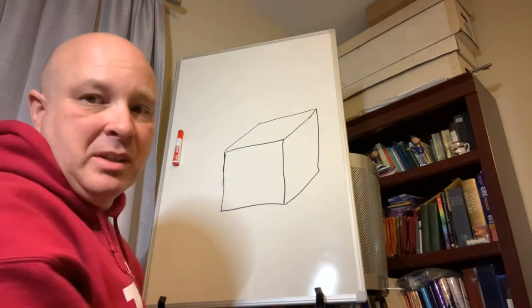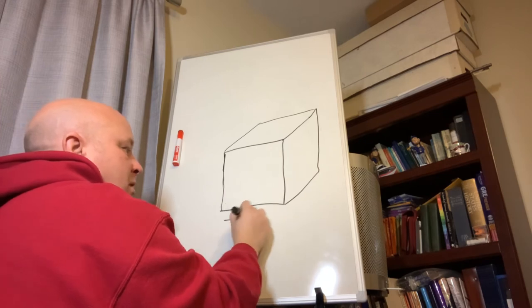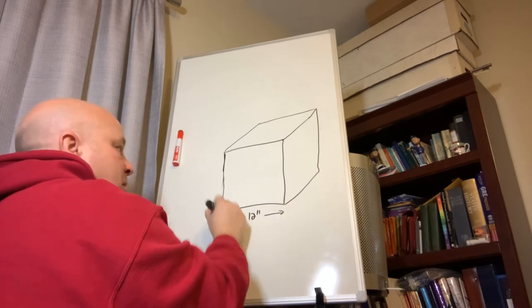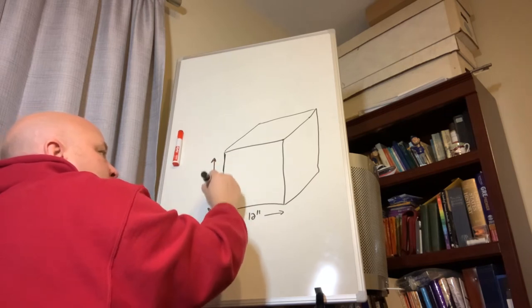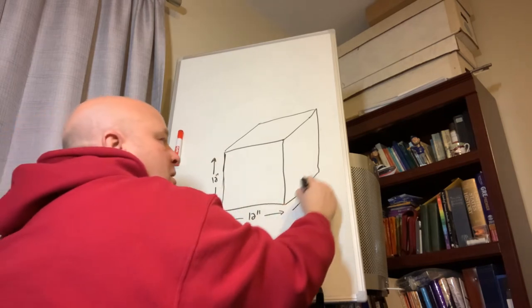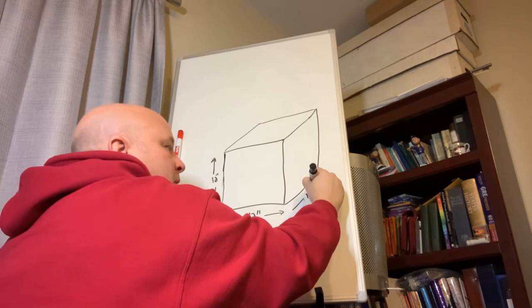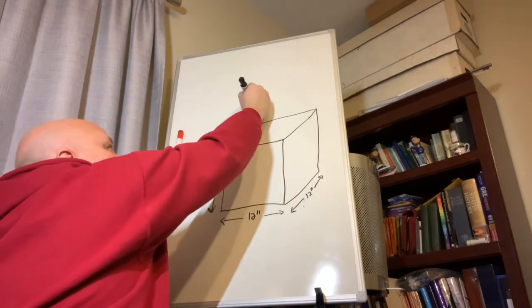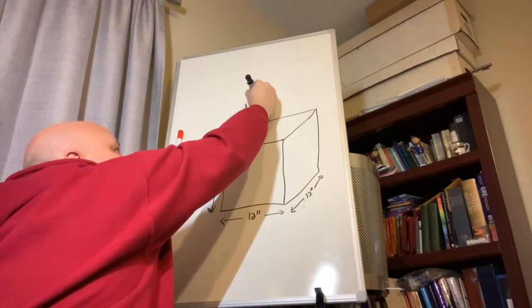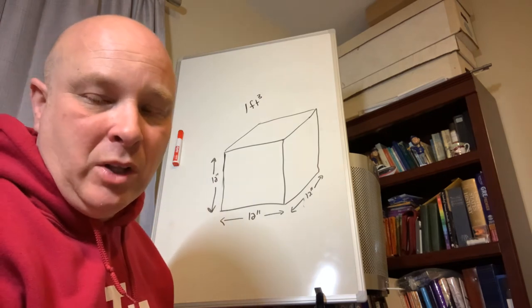Okay, but this is a cube, and if you can imagine that this is 12 inches from here to here, and this is 12 inches from here to here, and it's 12 inches from here to here. This is 1 foot cubed, okay? That's what a cubic foot looks like.